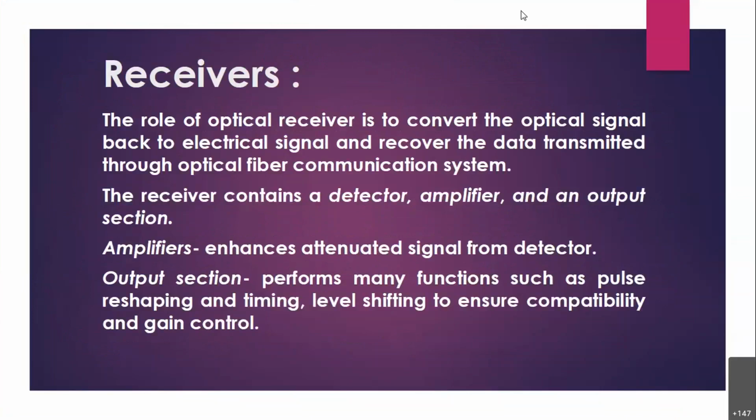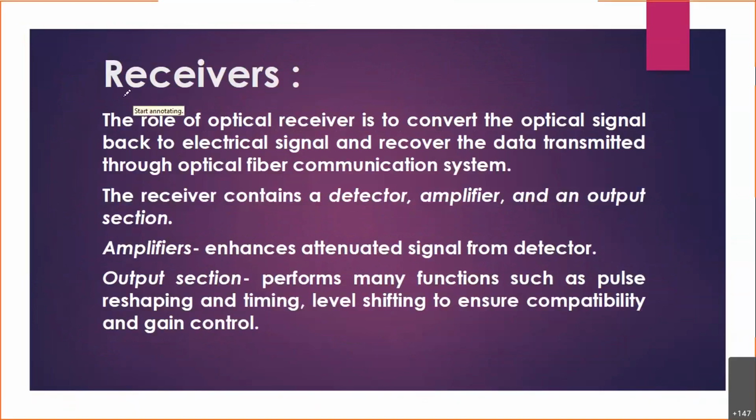Coming to the receiver. So you see the receiver, again this is also a very important part, as I said. And you see the role of the receiver. Here we are saying optical receiver because it is used in the optical system. The role of the optical receiver is to convert the optical signal back to the electrical signal.